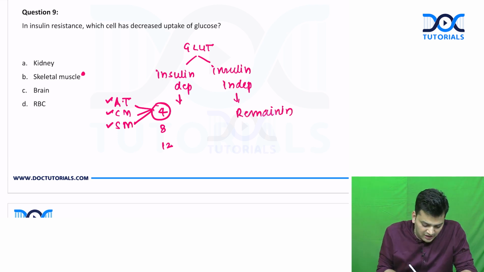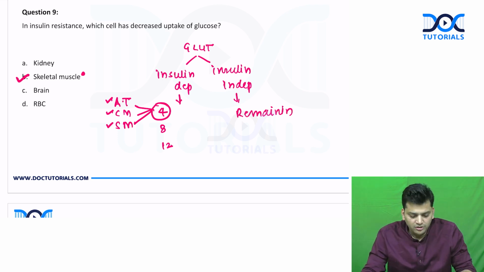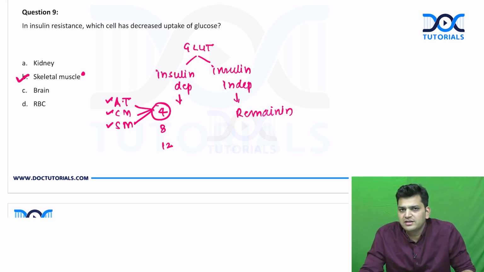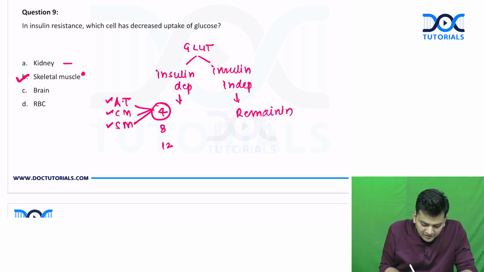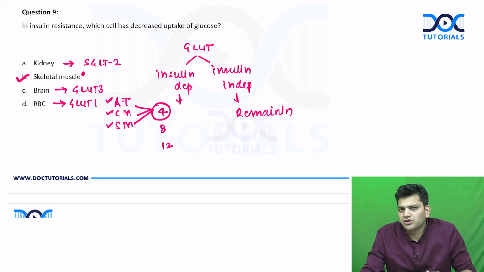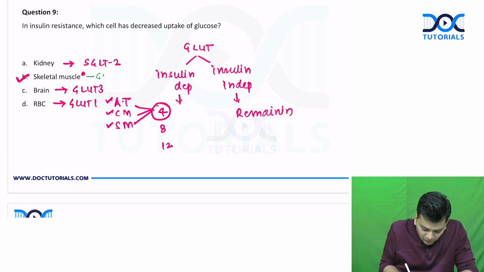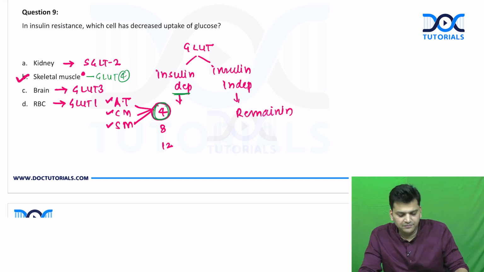Among the given choice, the answer is going to be skeletal muscles, because in the rest of the places we don't require the insulin molecules. To take up the glucose in the kidney, we have the SGLT, the sodium dependent glucose transporter 2. In the brain, we are going to have the GLUT 3. Sometimes GLUT 1 also. In the RBC, we have the GLUT 1. So GLUT 1, GLUT 3, SGLT 2, they are not insulin dependent. Whereas in the skeletal muscle, we have the GLUT 4. And the GLUT 4 is going to be the insulin dependent.